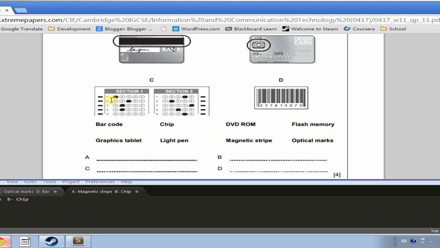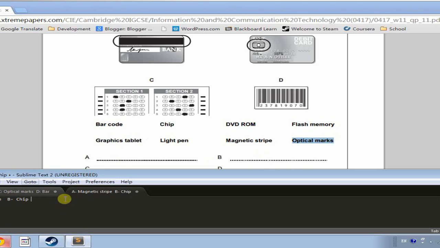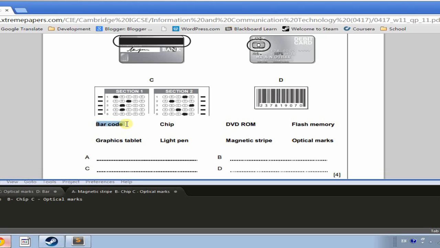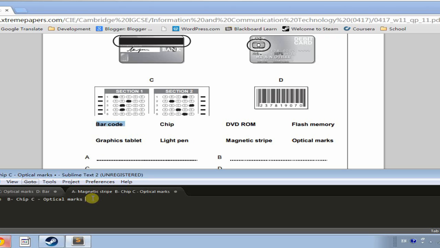Part C, this appears to be an exam answer question where you use your pencil to mark off what answers you have. So this is going to be read in using an optical mark reader, and so these are optical marks. Optical marks. And finally D, hopefully you'll all be familiar with from daily life, is of course a barcode. So those are just some nice, easy marks to get us started with.